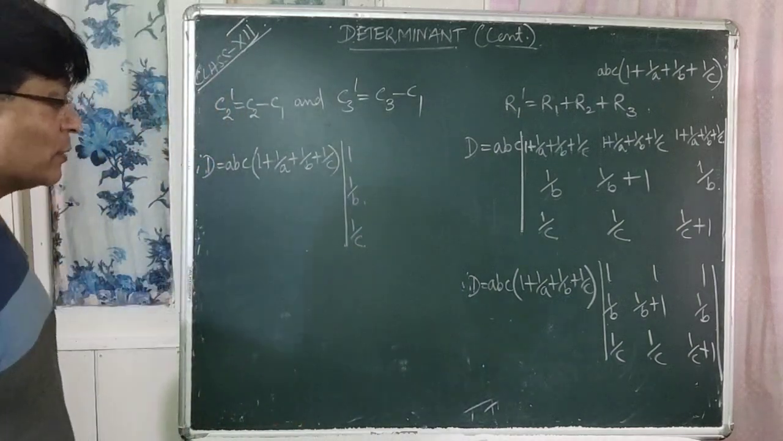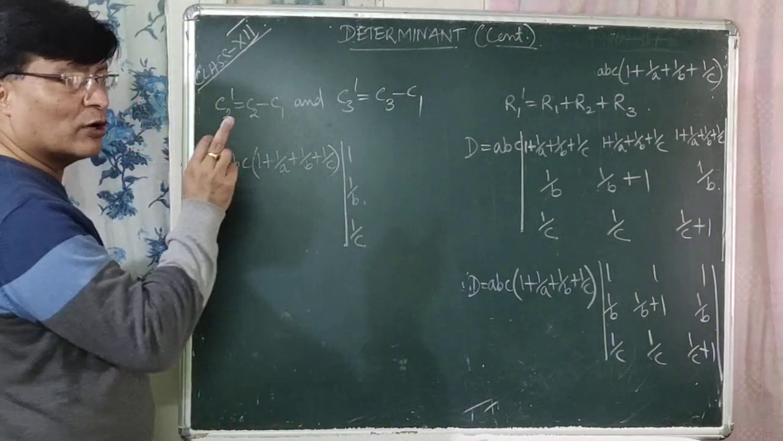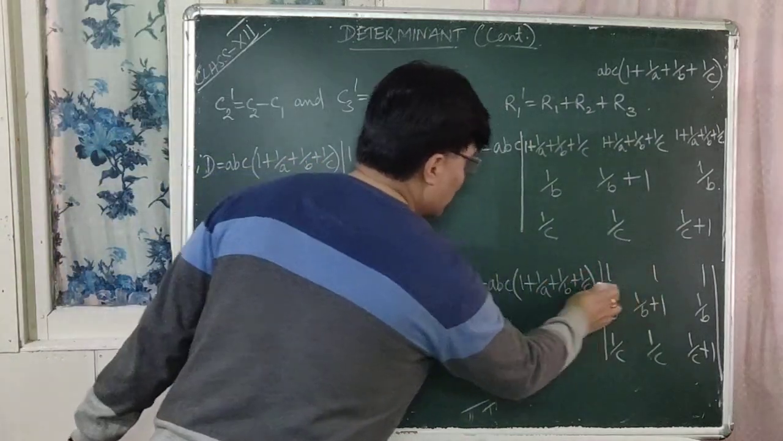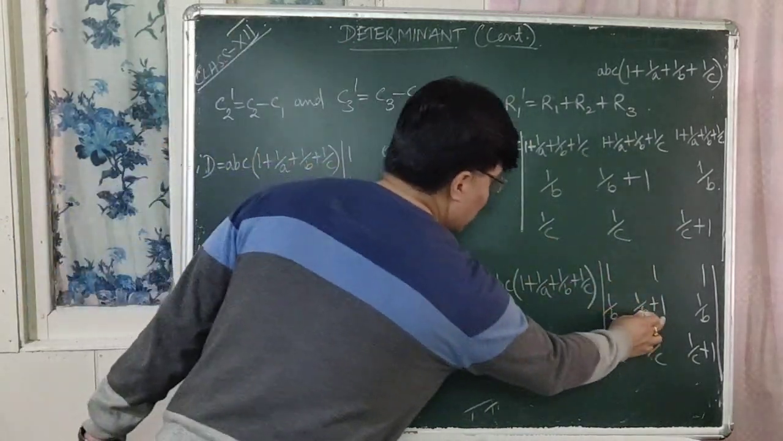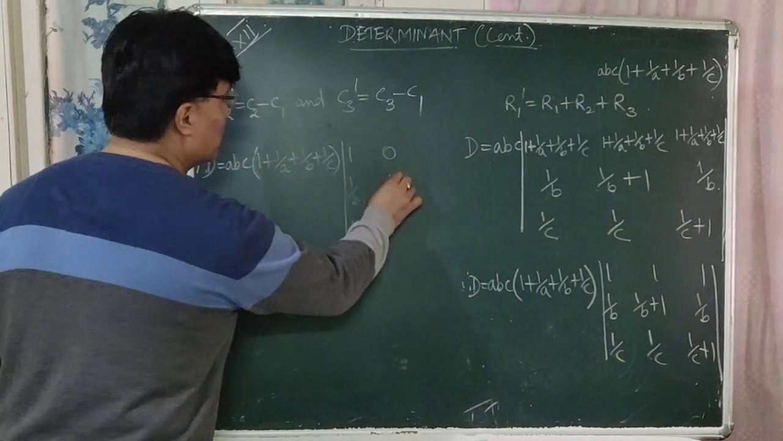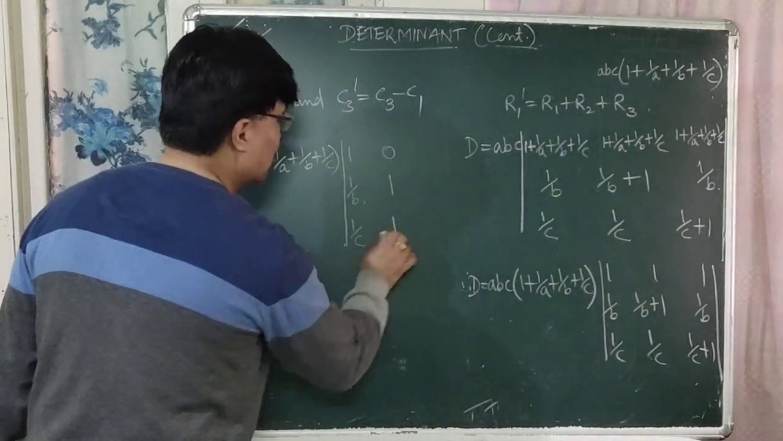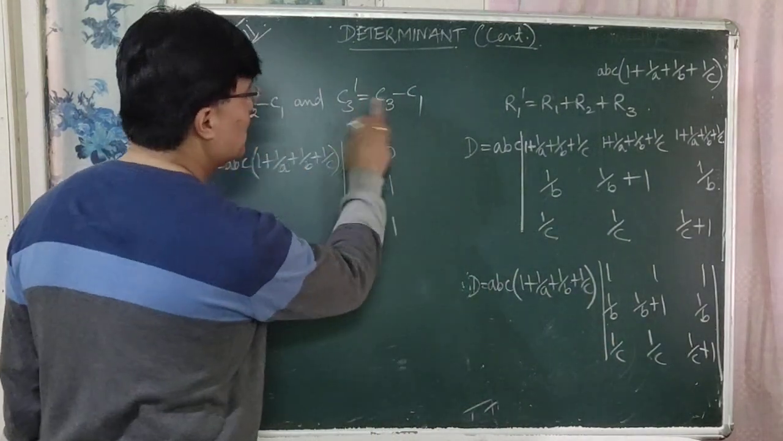1, 1 upon B, 1 upon C. What is C2 dash? New column 2, C2 minus C1: 1 minus 1, 0. This minus this, 1 upon B will be cancelled, you will get 1. 1 by C minus 1 by C, that is 1. Okay? Again, what is C3 minus C1?